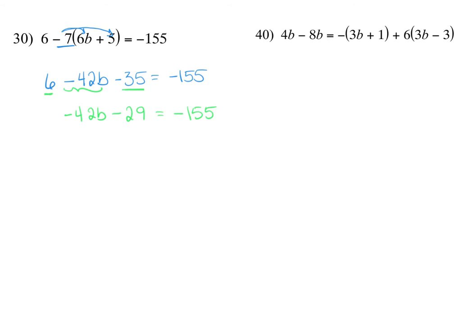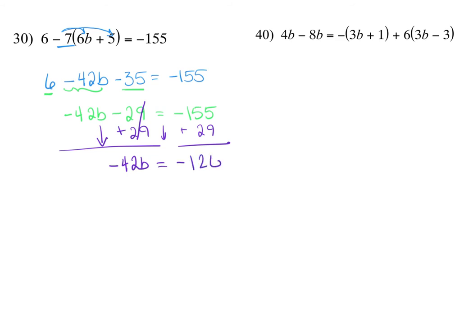And now I am going to move things across the equal sign. It's as simple as it gets on both sides. So now I'm going to add this 29 to both sides. It will cancel here. I have negative 42b left over here. Bring down my equal sign. Remember, when you have a negative and a positive, you are subtracting. And so negative 155 plus 29, you subtract 155 minus 29, right? And you get what, 126? And it should be negative because the larger one was negative, right?